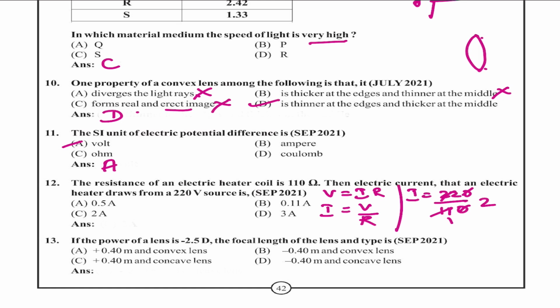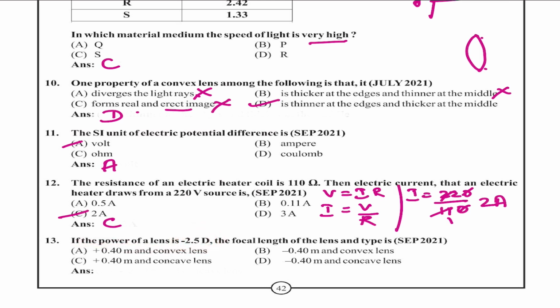11 ones are 11, 11 twos are 22. And the unit for current is ampere. So the correct answer for the 12th question is 2 ampere. That is option C. Coming to the 13th question.